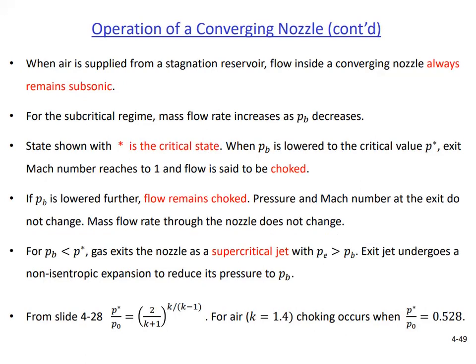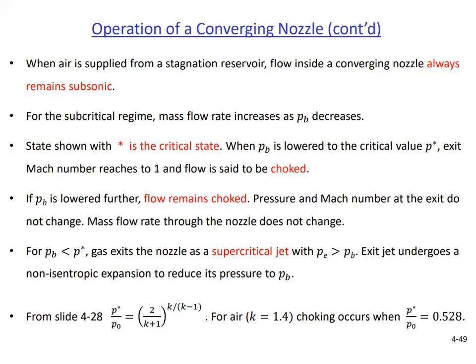This slide provides a summary of the cases we discussed. The first thing to note is that this nozzle is being fed from a stagnation reservoir, and the flow in it always remains subsonic. There can be a supersonic flow in a general converging nozzle, but not in the one used in our experimental setup. Choked flow is achieved when the back pressure is lowered down to the critical pressure. For choked flow, exit Mach number becomes 1. If PB is lowered further, flow remains choked and the mass flow rate does not change.